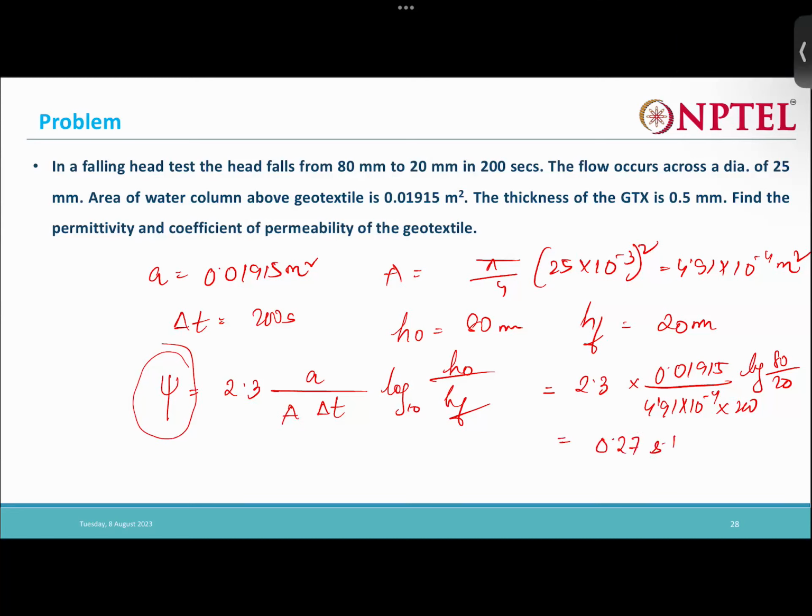Now next, please find out the coefficient of permeability K. What will be K? This is an easy calculation. You already have this. K equals permittivity into T. So what will be K?